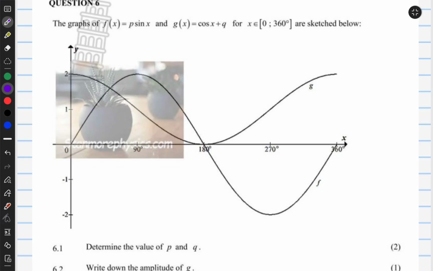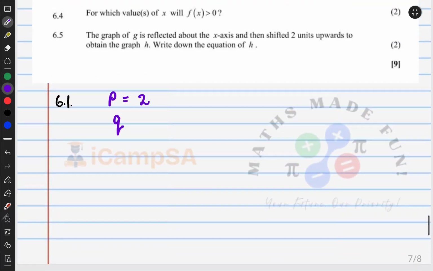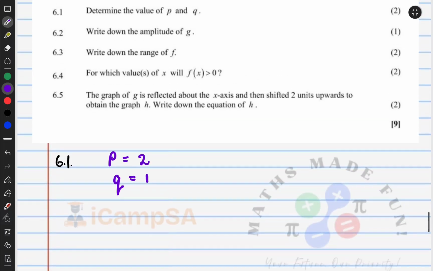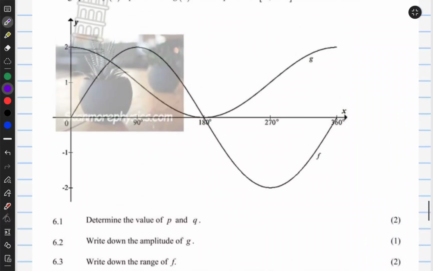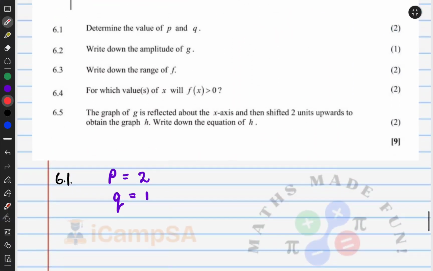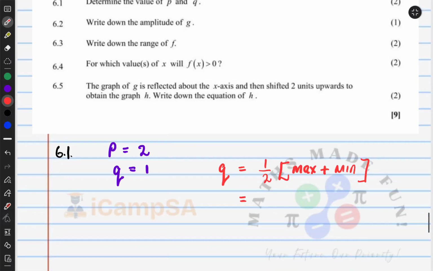So from the sketch we can see that q is 1. Let's say you forget how to read it from the graph itself, you can remember that you can calculate the value of q by using this formula, which is q is equal to 1 over 2 open bracket, maximum value plus minimum value.